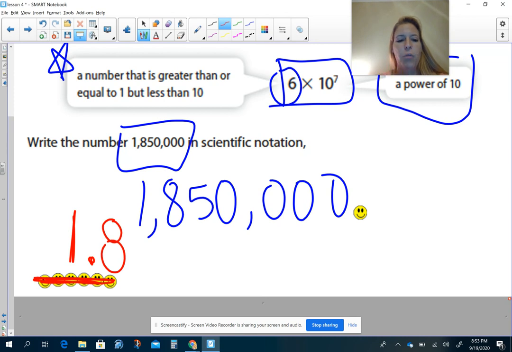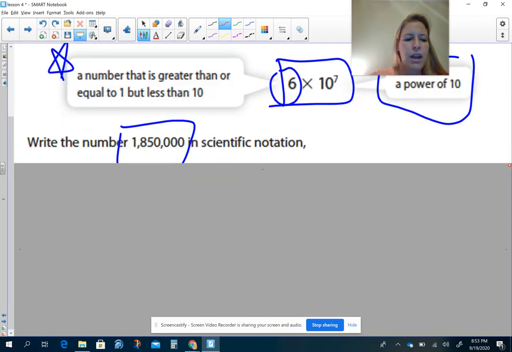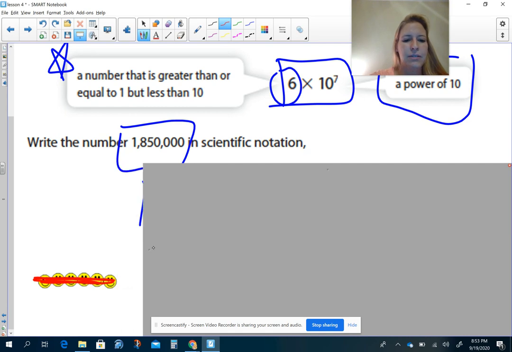Okay. All right. What about 1.85? If you did that, you are right on the money. Good job. So let me show you how we can look at our number that way too.